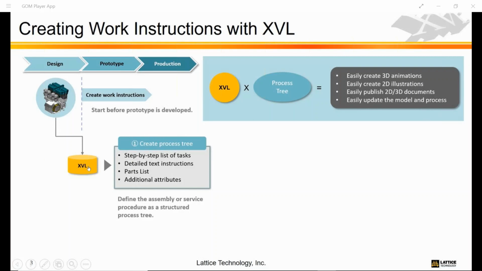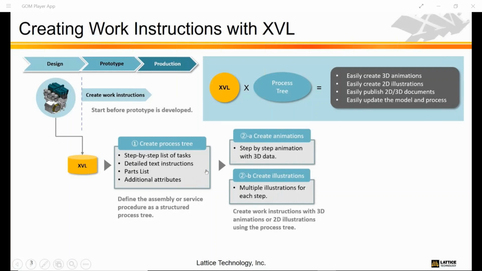The first step is to create the process tree, which is a step-by-step list of tasks. These tasks contain detailed text instructions, parts lists, and additional attributes. You can use the process tree to create 3D animations or 2D illustrations.